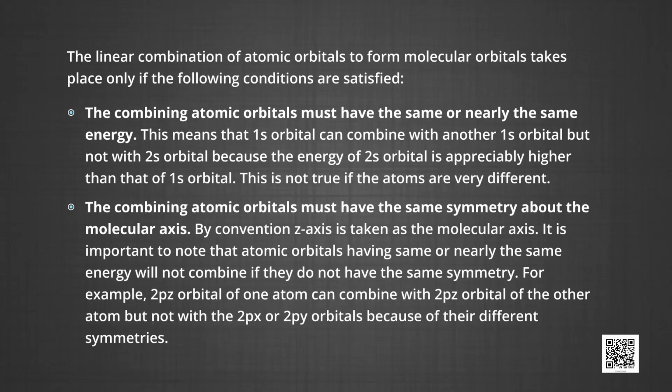The second rule is the combining atomic orbitals must have the same symmetry about the molecular axis. By convention, the z-axis is taken as the molecular axis. It is important to note that atomic orbitals having the same or nearly the same energy will not combine if they do not have the same symmetry. For example, the 2pz orbital of one atom can combine with the 2pz orbital of the other atom, but not with the 2px or 2py orbitals because of their different symmetries.